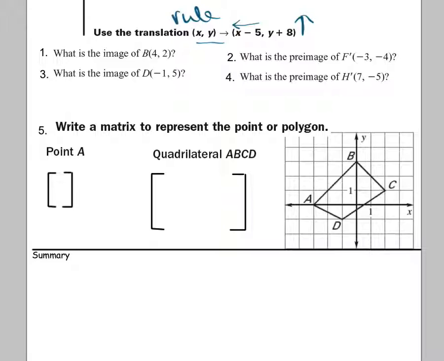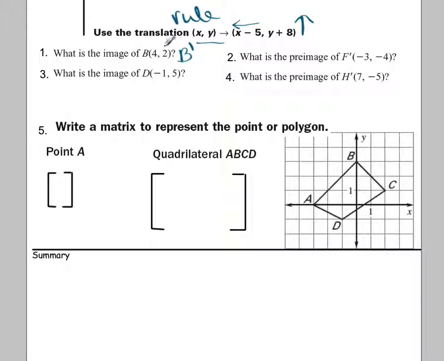Remember that for x, if they add, it would go to the right, subtracting to the left, and with the y, adding is up and subtracting is down. So with these, we're not graphing it, we're just using a point value. And I want you to notice that the two on the left, they ask you for the image. The image is the new one. And you write the image with a prime marking. So like B prime would be the new one.